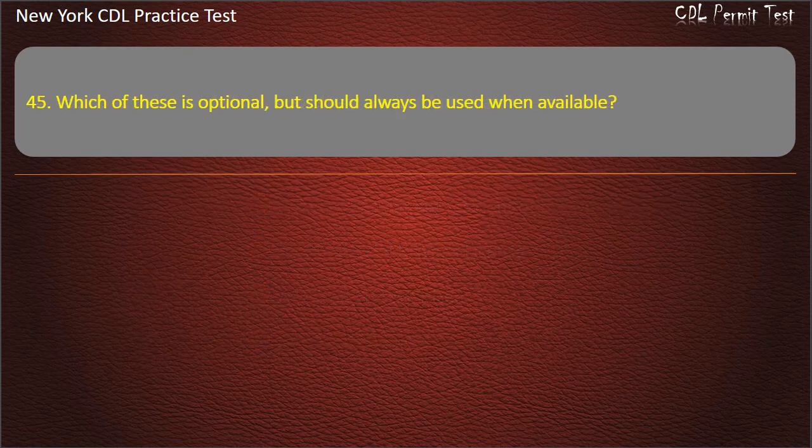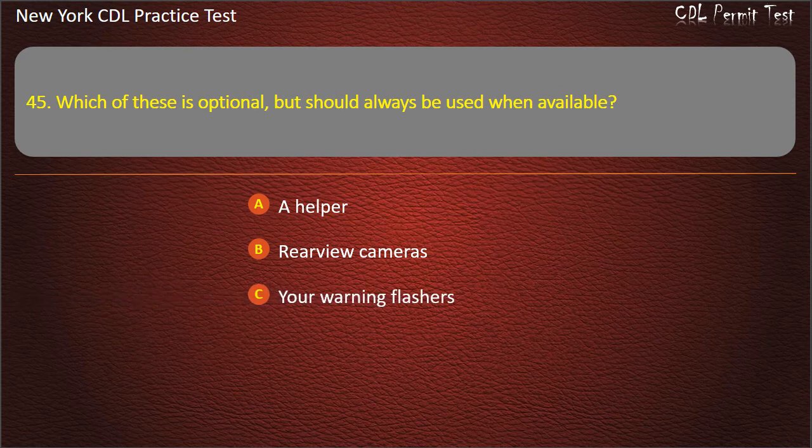Question 45. Which of these is optional, but should always be used when available? A helper. Rear view cameras. Your warning flashers. Your mirrors. Answer: a helper.